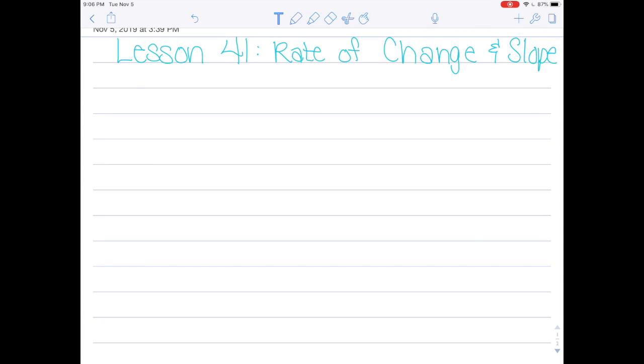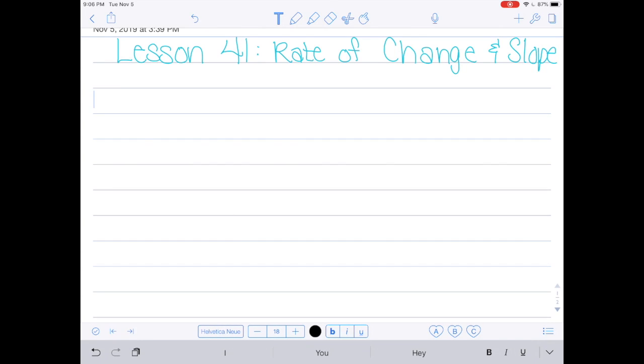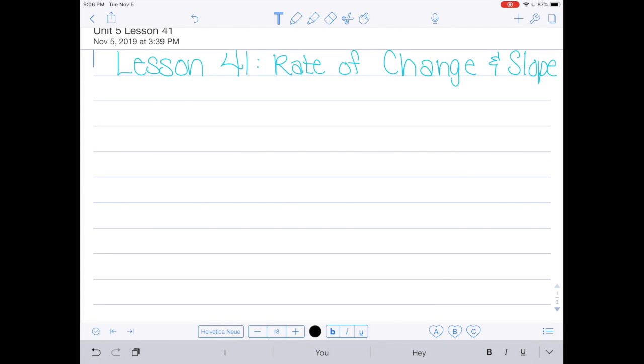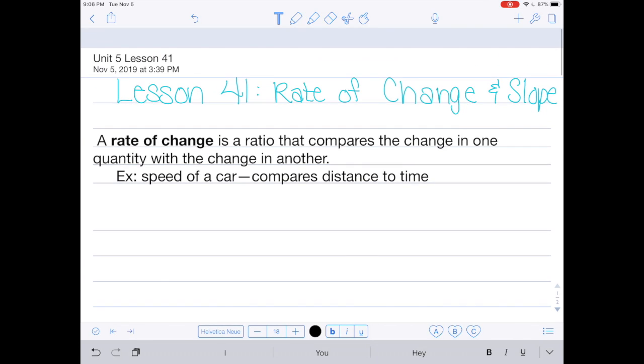Hello everybody. Today we are working on lesson 41. It is the rate of change and slope. So I think the first thing that we need to cover here is the definition of a rate of change. So let's get into that.